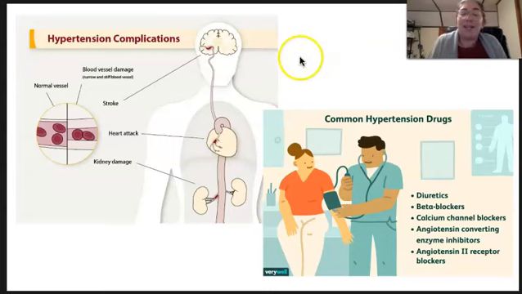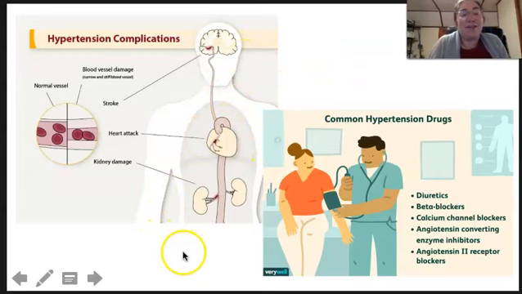Drinking more water, eating less salt, getting more exercise, eating more fruits and vegetables and less meat. All of those things can help to reduce hypertension. But there are also medications that can help. So diuretics are a class of medications that increase salt and water loss by the body.